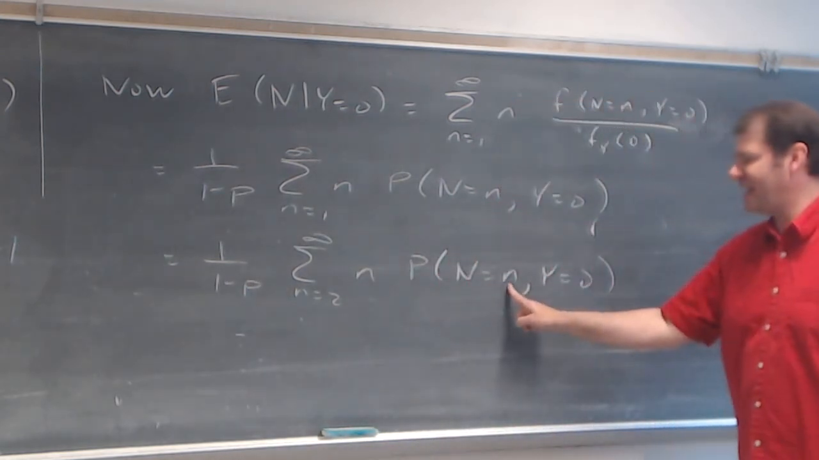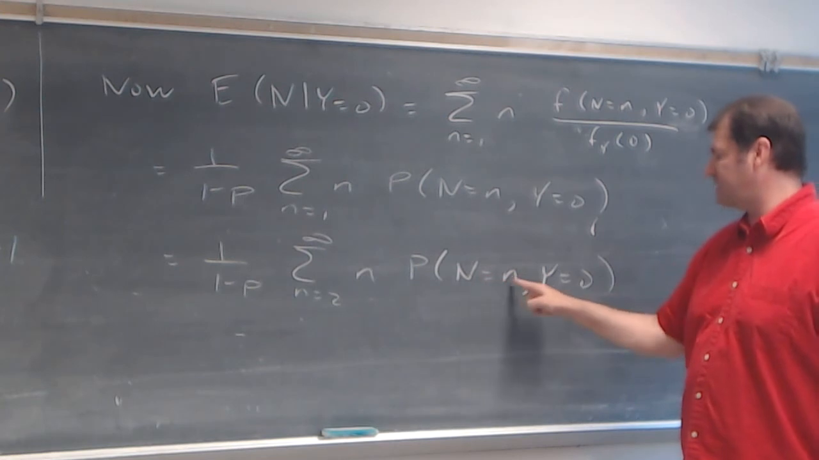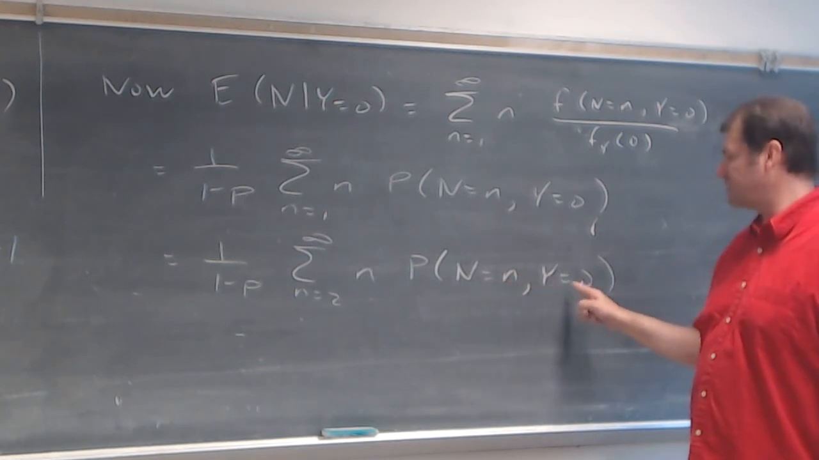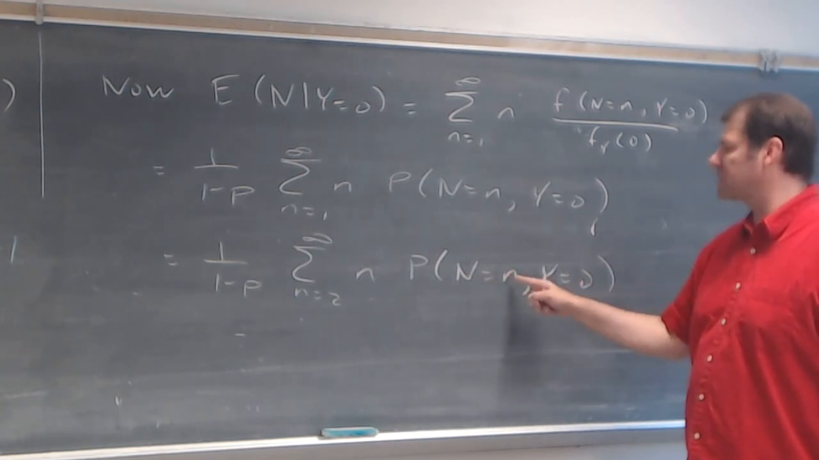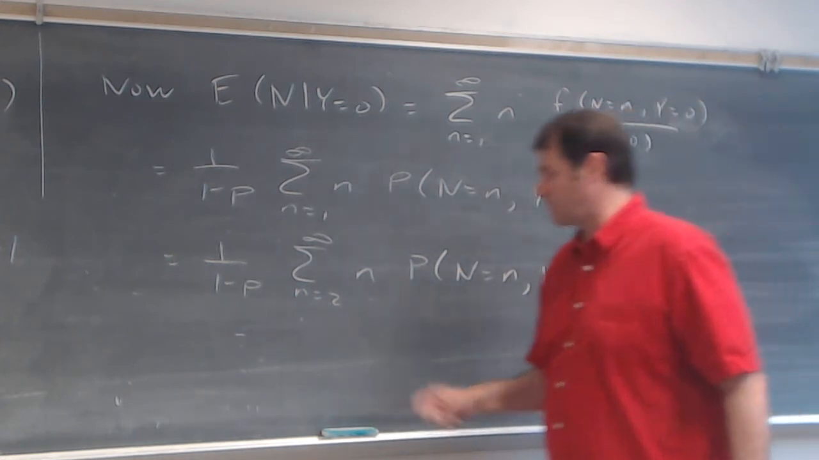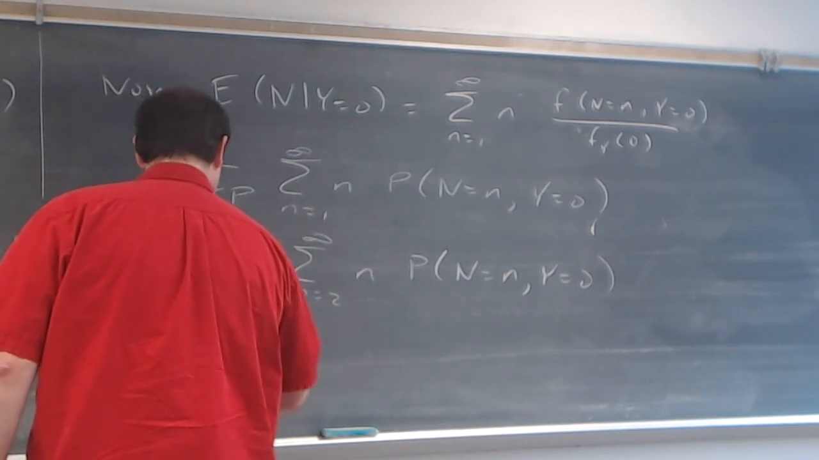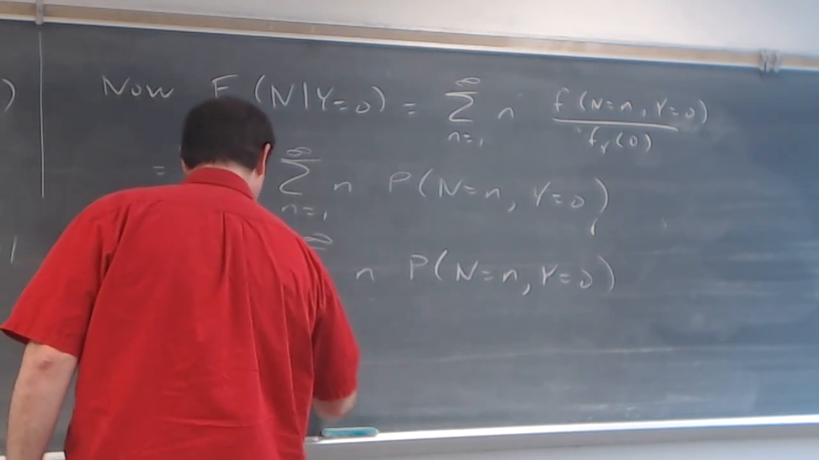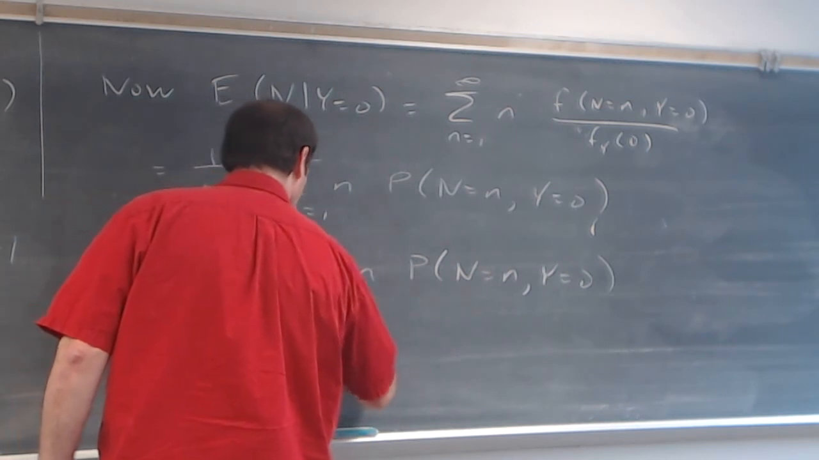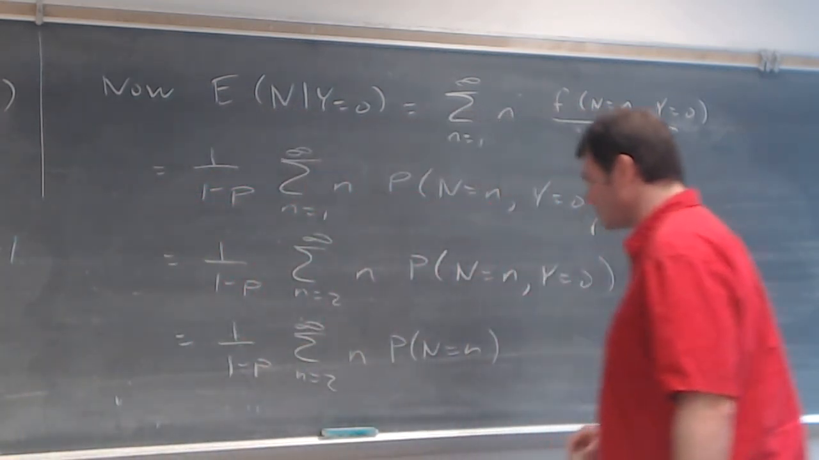So here for any n 2 and bigger, the probability that big N is equal to little n and y is equal to 0, well, that's just the same thing as the probability that big N is equal to little n. We know that y had to be equal to 0 in these cases. So that's equal to 1 over 1 minus p times the sum as n runs from 2 to infinity of n times the probability that big N is equal to little n.